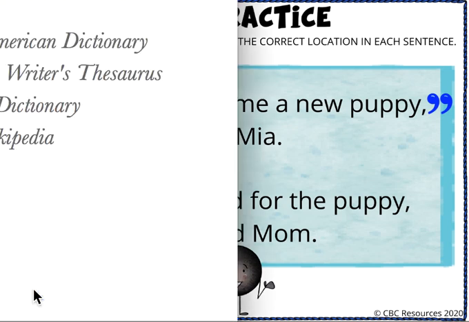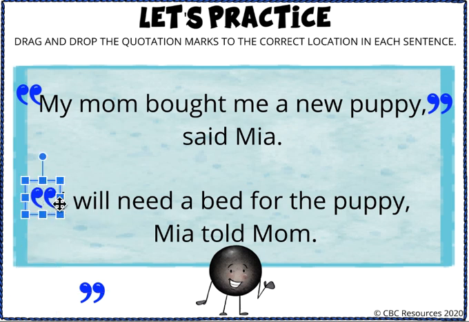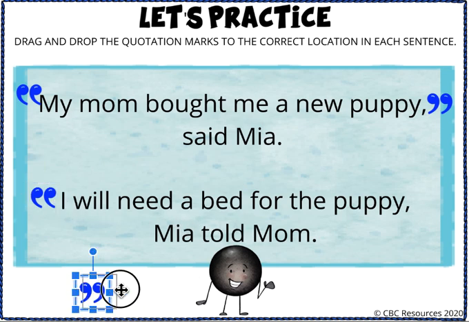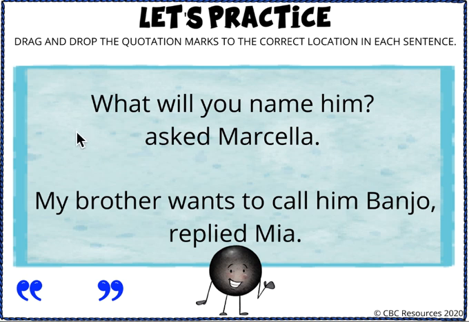All right, boys and girls, welcome back. Whoops. Let's see if you got it correct. "I will need a bed for the puppy," Mia told Mom. So Mia is saying, "I will." I'm going to put quotation marks in front of "I will." "I will need a bed for the puppy," comma, quotation mark, Mia told Mom. Is that where you put your quotation marks? If you did, give yourself a point. Great job. All right, let's practice some more.